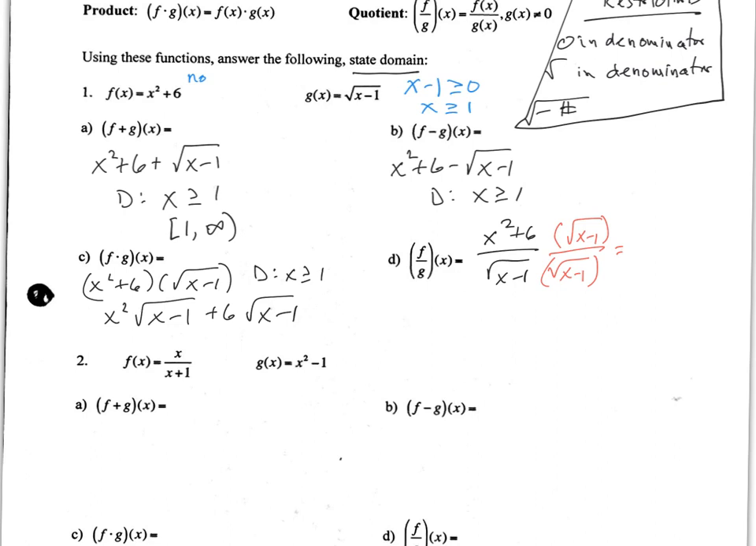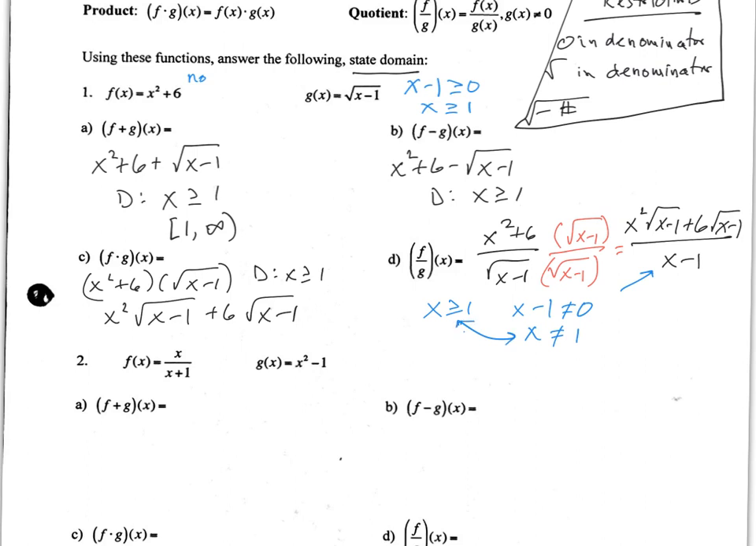Now good news is the numerator, we just did it. This is the multiplication problem. So we have x squared times the square root of x minus 1 plus 6 times the square root of x minus 1. The denominator radical sign is gone. But in the denominator, we have created a new restriction. That's the first time we've seen that denominator. So we already have x is greater than or equal to 1, and now we throw in the fact that x minus 1 is not allowed to be 0. So then we get x cannot equal 1.